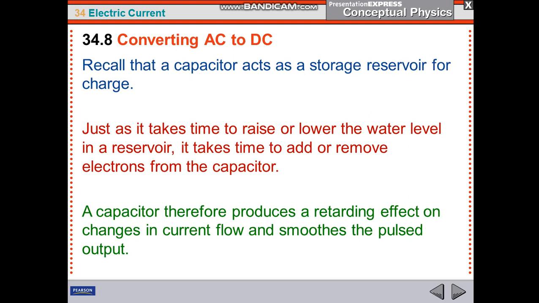Recall that a capacitor acts as a storage reservoir for charge. About capacitor you had a previous lesson. Just as it takes time to raise or lower the water level in a reservoir, it takes time to add or remove electrons from the capacitor. So a capacitor therefore produces a retarding effect on changes in current flow and smooths the pulsed output.